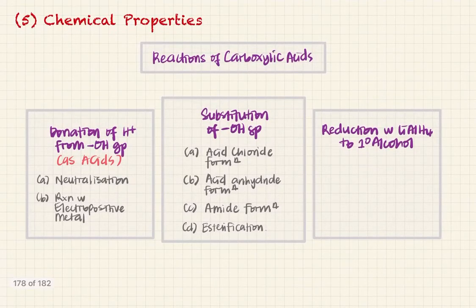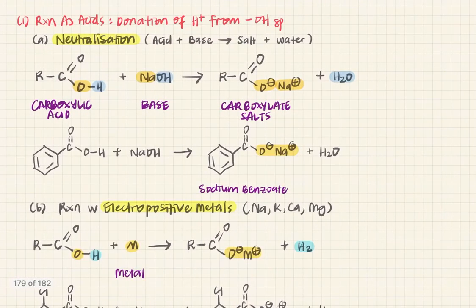Okay guys, so now we're going to look at the chemical properties of your carboxylic acid. So the reactions that your carboxylic acid can undergo are these. Okay, so we'll look at it one by one. So the first one is reaction when your carboxylic acid acts as acid. That means that it's going to donate H plus from the OH group. Okay, the first reaction is neutralization reaction.